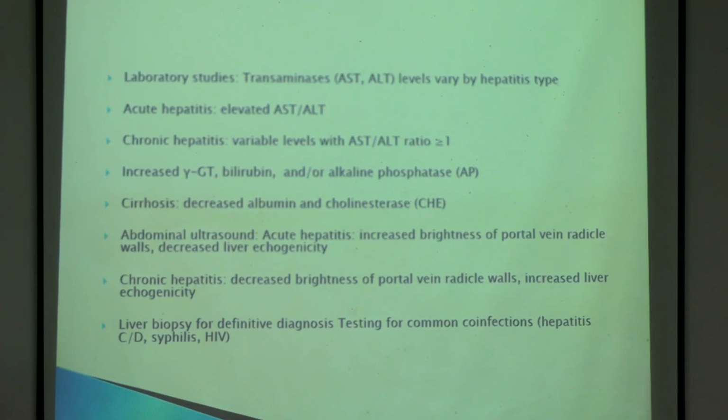Abdominal ultrasound is also helpful. In acute hepatitis, as another lab diagnosis, ultrasound is also done: increased brightness of the portal vein radical walls, decreased liver echogenicity. So you can also write the ultrasound findings. In chronic hepatitis, decreased brightness of the portal vein radical walls, and also increased liver echogenicity.